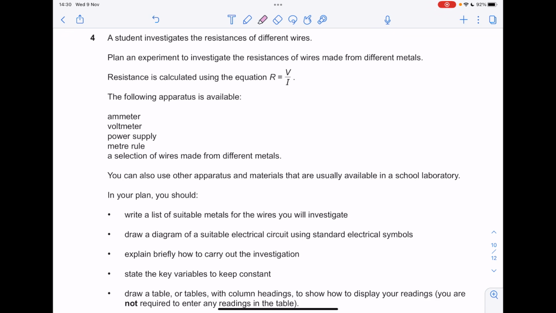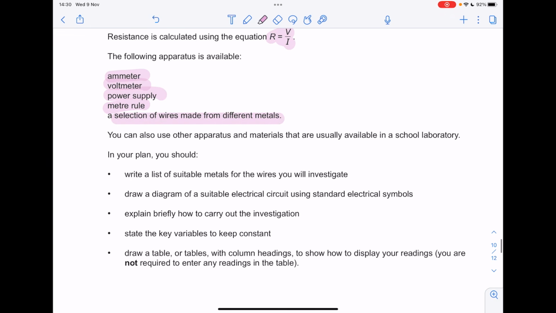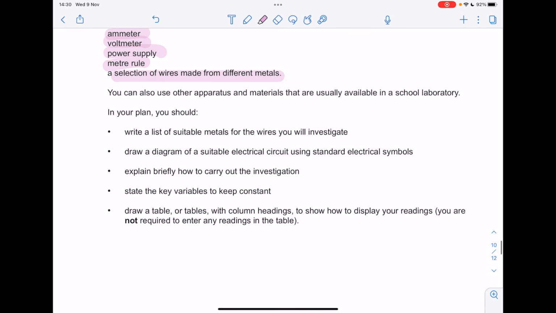A student investigates the resistances of different wires. Plan an experiment to investigate the resistances of wires made from different metals. Resistance is calculated using this equation. The following apparatus is available. You can also use other apparatus and materials that are usually available in a school laboratory. In your plan, you should write a list of suitable metals for the wires you will investigate.